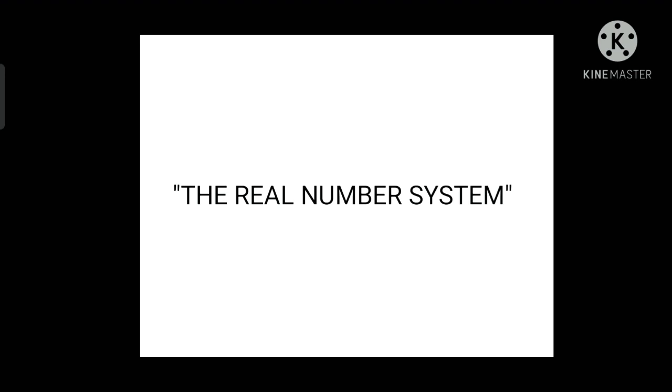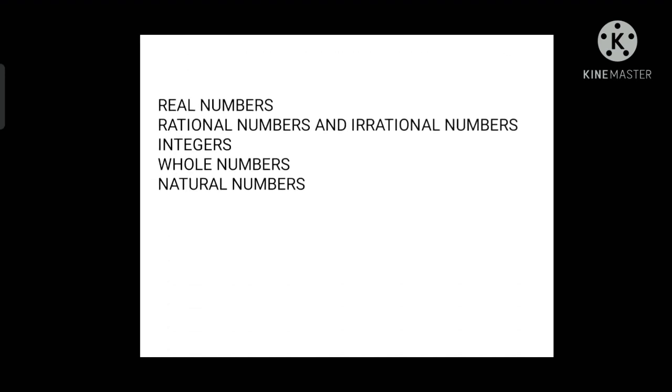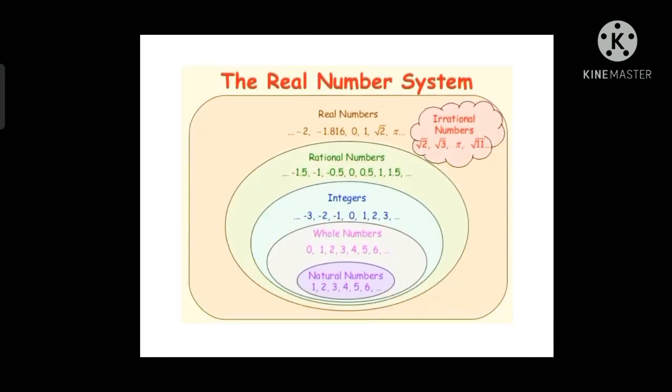So proceed to the real number system. Real numbers include rational numbers and irrational numbers. And within rational numbers, we have the integers and natural numbers. So in this slide here, kindly pause the video, then take some notes, and if you want further explanations, just click the link provided below.